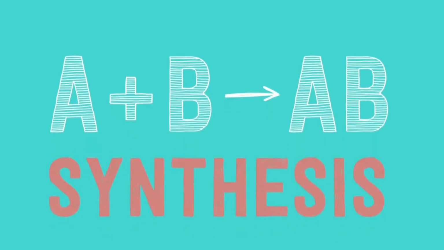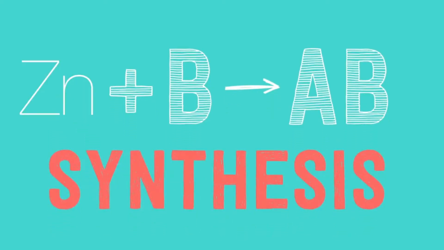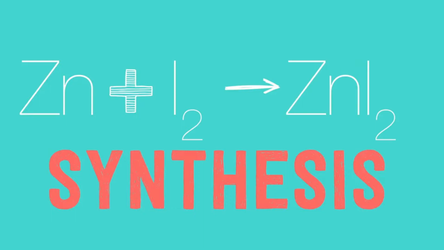Any two elements combined with each other to make a single product is a synthesis reaction. For example, zinc and iodine react to make zinc iodide. Let's take a look at this reaction so I can waste a little bit more of your time.